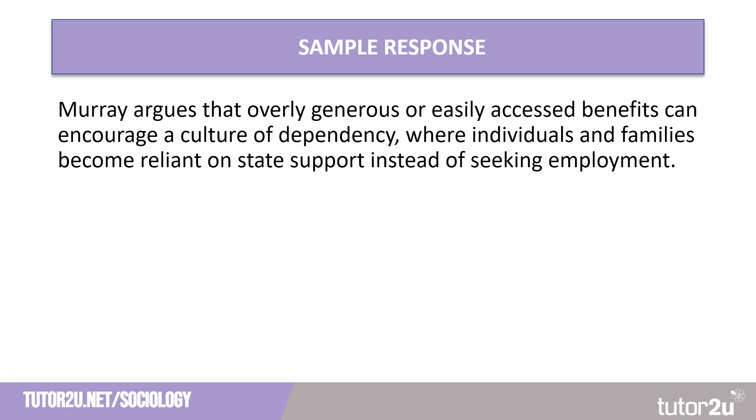This student has taken the New Right approach by stating that Murray argues that overly generous or easily accessed benefits can encourage a culture of dependency, where individuals and families become reliant on state support instead of seeking employment. So what the student has done is talk about how benefits can impact on levels of poverty. They've also brought in a theory to back up their ideas and help with their analysis. What they now need to do is link it to a specific pattern of poverty.